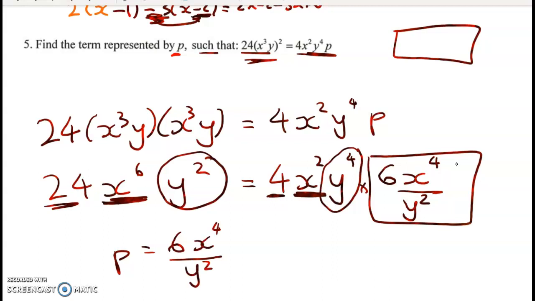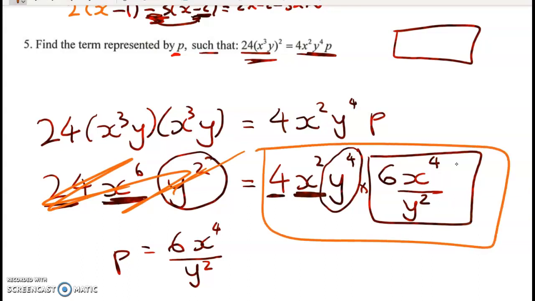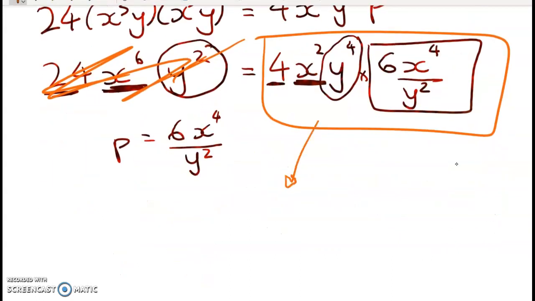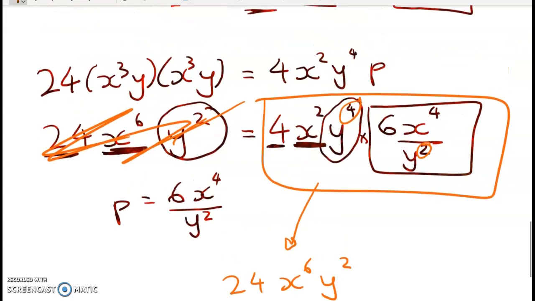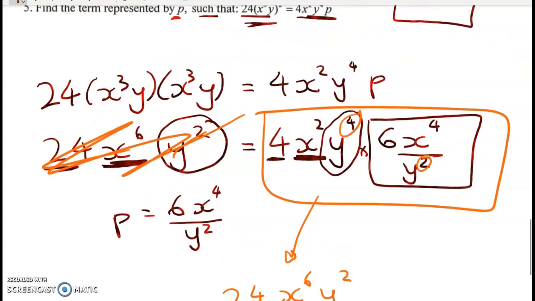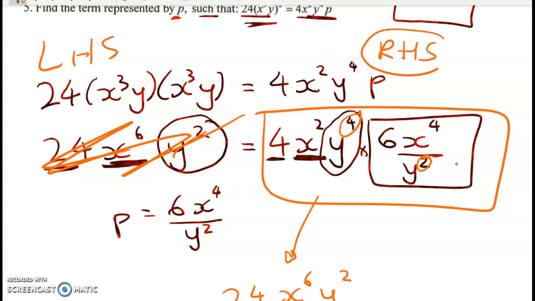Now, does that work? Well, let's cover up all of this, and let's just look at what happens if we simplify back what we've got here. So you can check that you've got this right. Simplifying this would give me 24x to the power of 6 times y squared, which is what we wanted on the left-hand side. So it works. Right? Remember, this is the left-hand side, and this is the right-hand side. And if you keep on going with maths, you'll see those quite often starting from about Year 10.